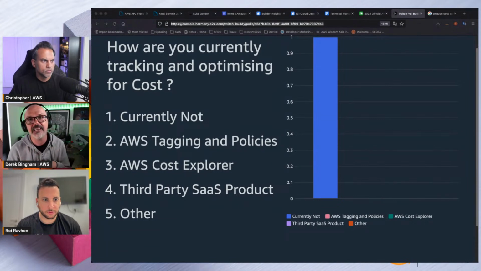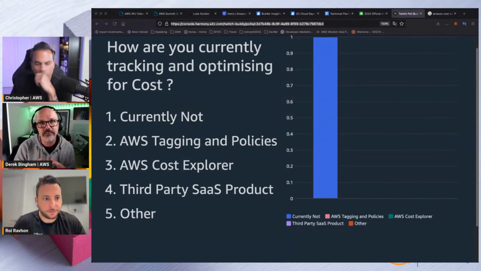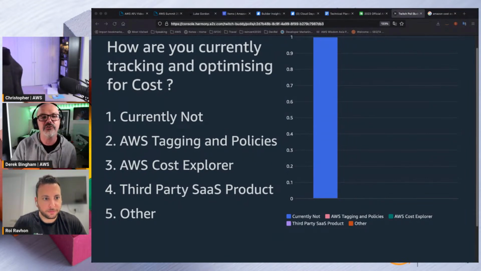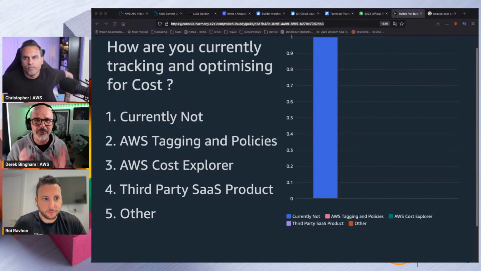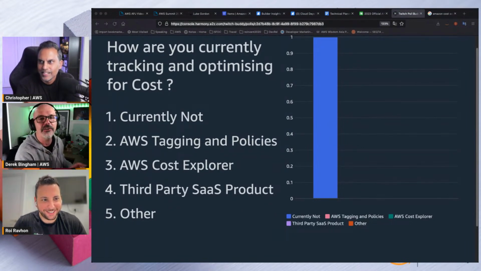Are you using tags and policies to track all your single resources? Are you using Cost Explorer to give you a holistic approach? Are you using third-party SaaS products? And we're going to talk about one of those today. Or are there other things that you're using to track your cost optimization? Don't be shy. Put a number in the chat. It's okay. It's just to give an idea of how you're tracking with FinOps today on AWS.